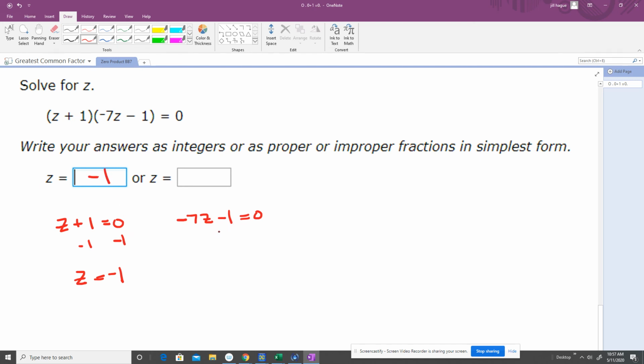Over here, just be careful of your negatives. We add 1 first. That would give me -7z equals 1. Divide by -7. And my answer, z, is equal to -1/7. Okay, so you would put that answer in up here, -1 divided by 7.